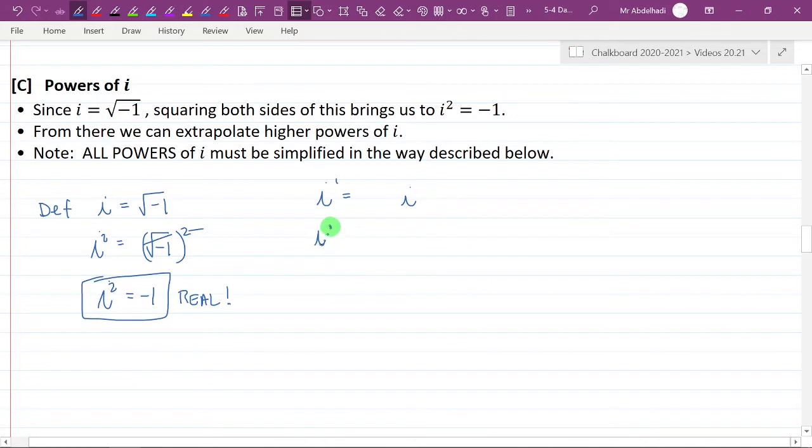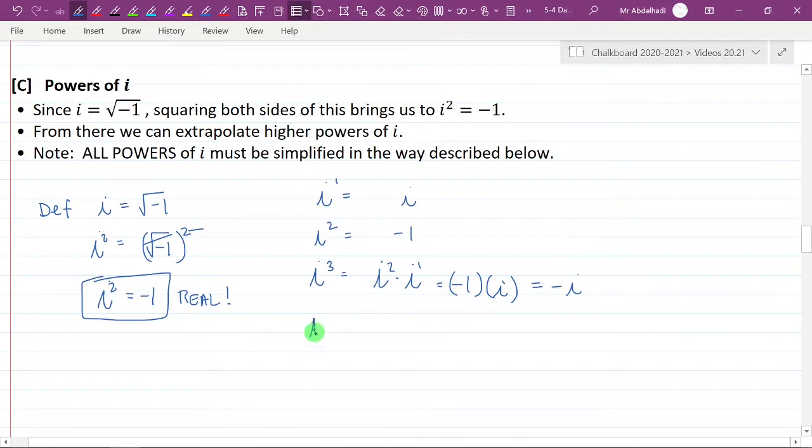We know that i squared is -1. Well, what's i to the third power? Well, i to the third power is simply i to the second power times i to the first power. You add the powers. So i to the third is i squared times i to the first. And we know that i squared is -1, and we know that i to the first is just plain old i. So what we get here is -1 times i, which is -i.